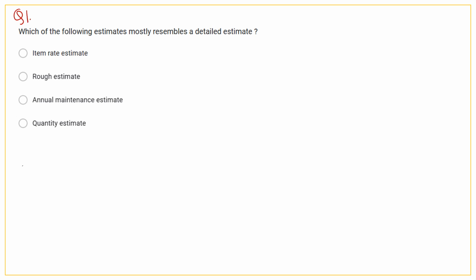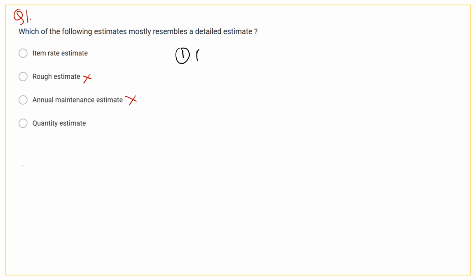So first question, which of the following estimates mostly resembles a detailed estimate? Here are four options. First one is item rate estimate. This is one of the types of estimate. Rough estimate, this is not a type of estimate. Then annual maintenance estimate, this is also not a type of estimate, and quantity estimate. First and last both are types of estimate, but which estimate mostly resembles the detailed estimate? Before discussing that, we discuss the types of estimates first.